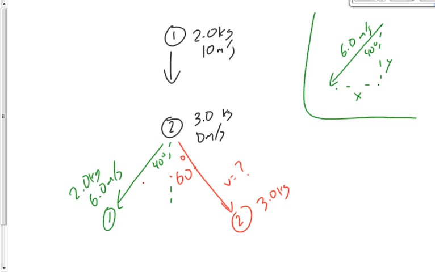Okay, we break this up in X and Y components, right? We get the X and Y for this one. We basically turn it into something that looks like this, right?